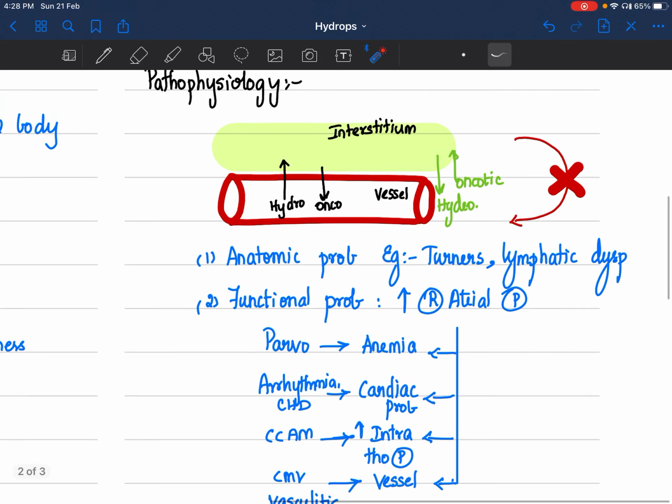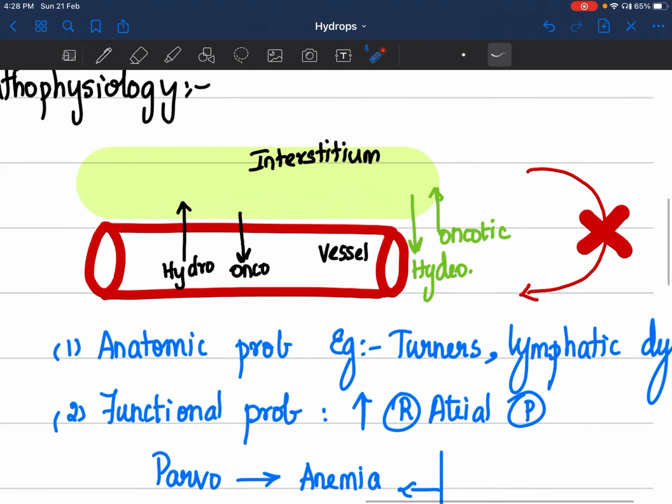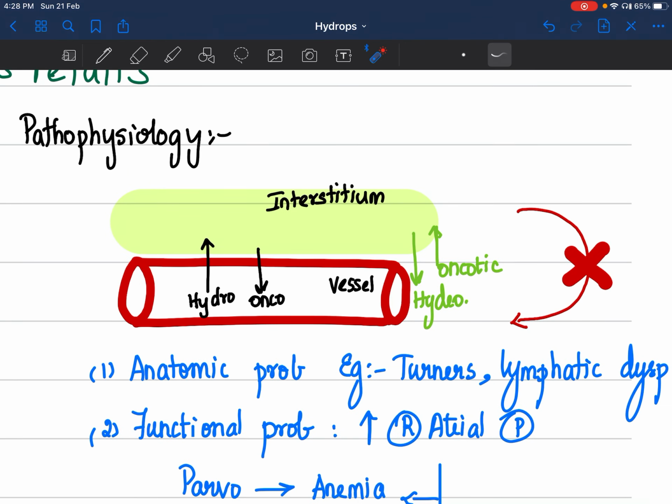What's the pathophysiology? So you saw the etiologies. How do those result in fluid collection in the extracellular space, especially the interstitium? For that, you need to know the Starling's forces. This is something that you have been reading from the physiology days, right?